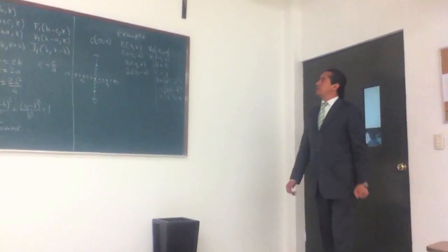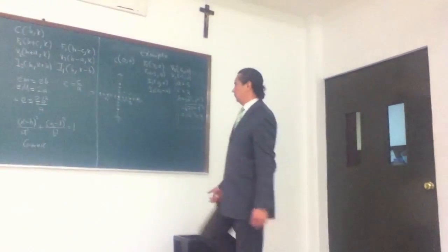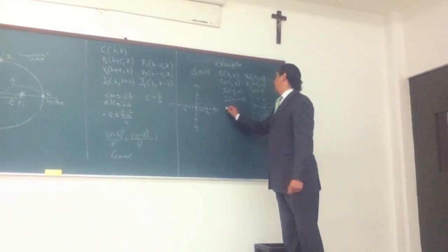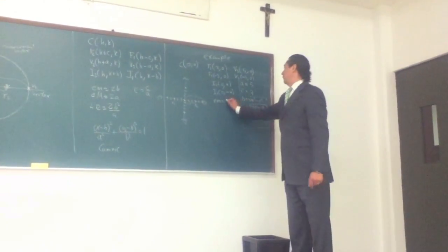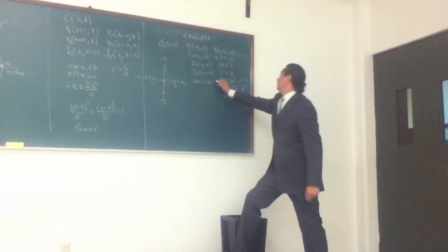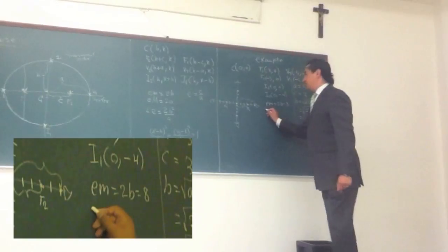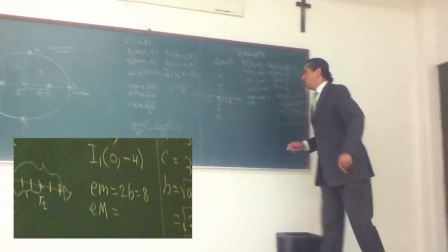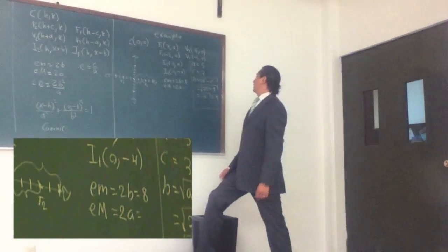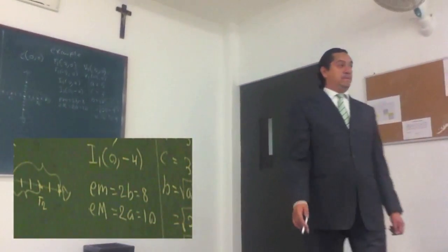What more elements are we missing? The equation, right? But also the minor axis. The minor axis is 2 times b. But this 2 times b, b is 4, is 8. The measure of the major axis. The major axis is 2 times a. This 2 times 5, 10. Do we agree? Yes. Okay.